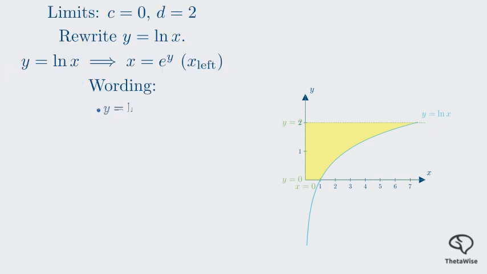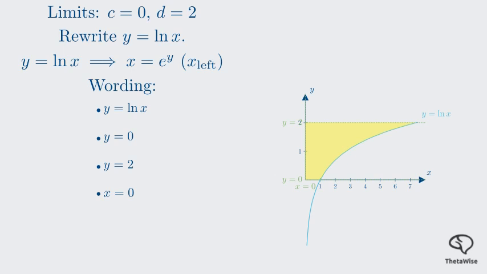The wording is y equals ln x, y equals 0, y equals 2, and x equals 0. This implies an area bounded to the left by ln x and to the right by x equals 0. But ln x only exists for x greater than 0. The intersection of y equals ln x and x equals 0 doesn't happen. It seems more likely the question intends for the area to be bounded between y equals ln x and the y-axis, over the interval from y equals 0 to y equals 2.